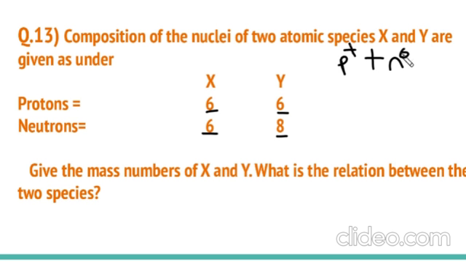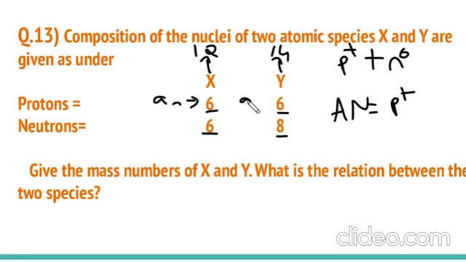So let's take the mass number of X. The mass number of X will be 6 plus 6, that is 12, and the mass number of Y will be 6 plus 8, that is 14, correct? Now we know that the atomic number is nothing but the number of protons, correct? So the atomic number of X is 6, and the atomic number of Y is also 6.